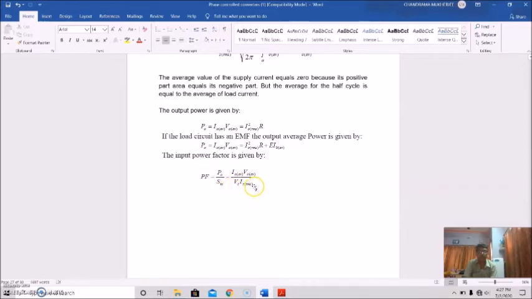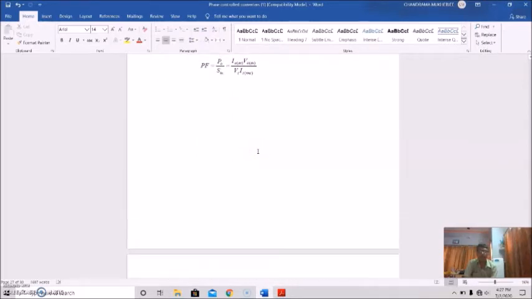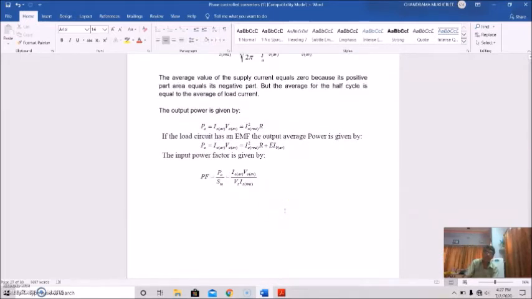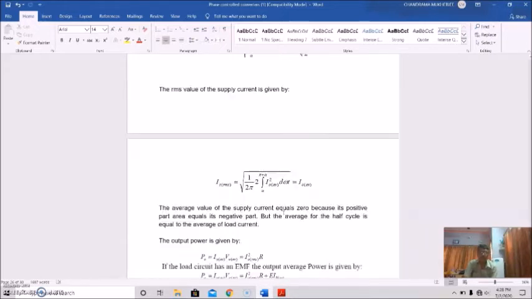Okay, and also this is the input RMS. This is input power. So that's actually the input power factor, P by S, actual output by S. So this will give us the center tap single phase full wave converter, single phase converter with RL load.